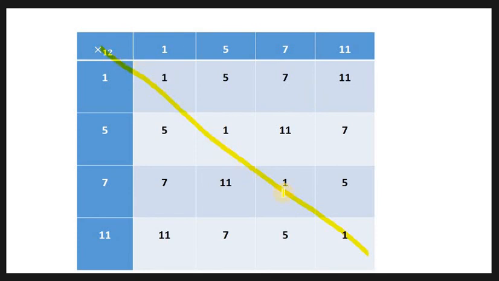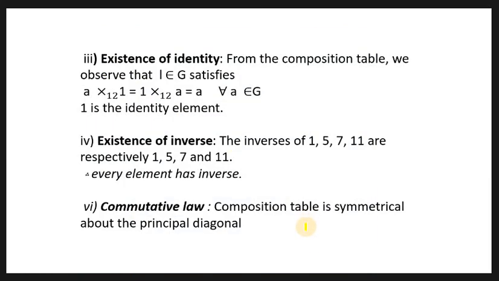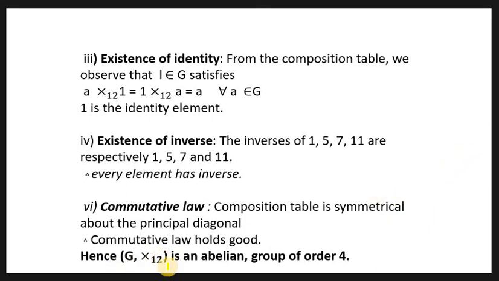See, when you fold this composition table on the principal diagonal, the elements coincide. 7, 7, 11, 11. It is just the mirror image. So we say that it is symmetrical. Since it is symmetrical about the principal diagonal, the commutative law holds good. Hence, G with mult mod 12 is an abelian group, and it is a group of order 4. Since there are 4 elements, it is a group of order 4.